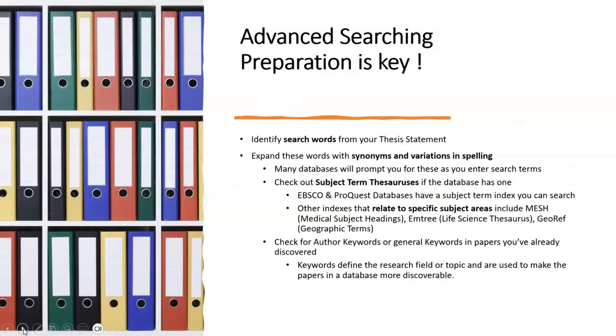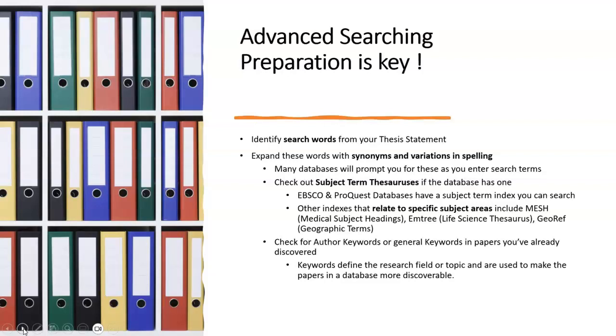So advanced searching, preparation is the key. The first thing you need to do is identify search words from your thesis statement and then expand these words with synonyms and variations in spelling. Many databases will prompt you for these as you enter search terms. You also need to check out subject terms or thesauri if the database has one. For example, EBSCO and ProQuest databases have a subject term index you can search.